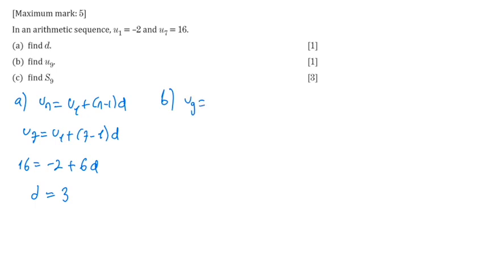In part B, we need to find u9. We can use the same formula. u9 equals -2 plus 8 times d, and d is 3. And it becomes 22.